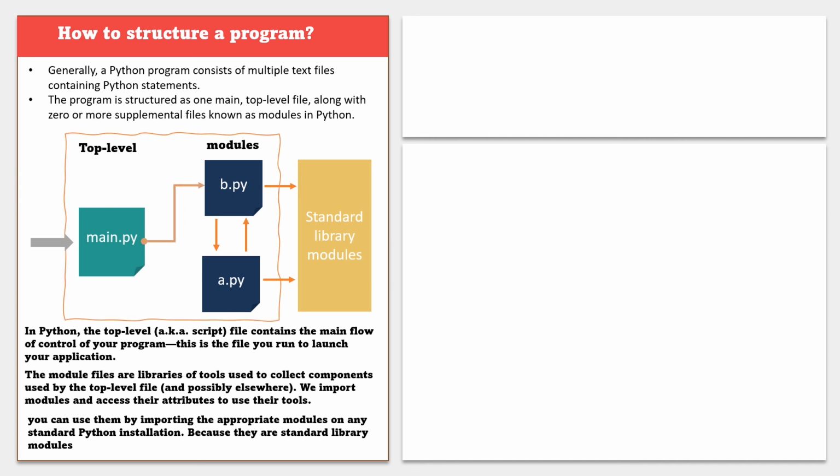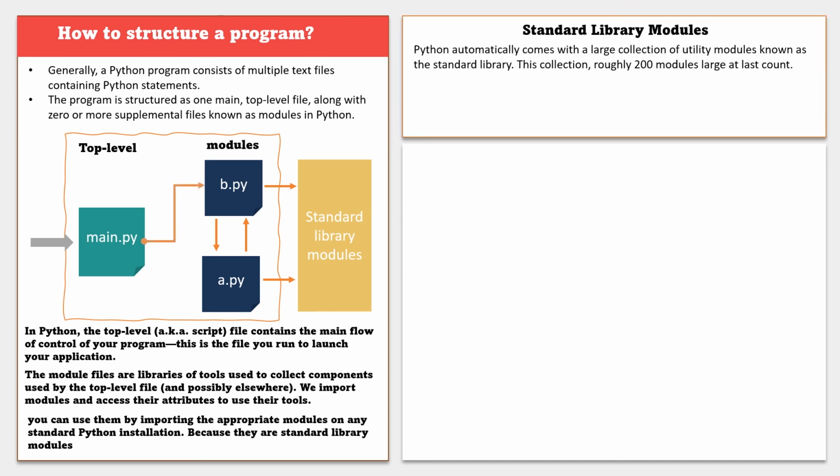So now standard library modules, we will look into it. Python automatically comes with a large collection of utility modules known as the standard library. This collection is roughly 200 modules large at latest count.